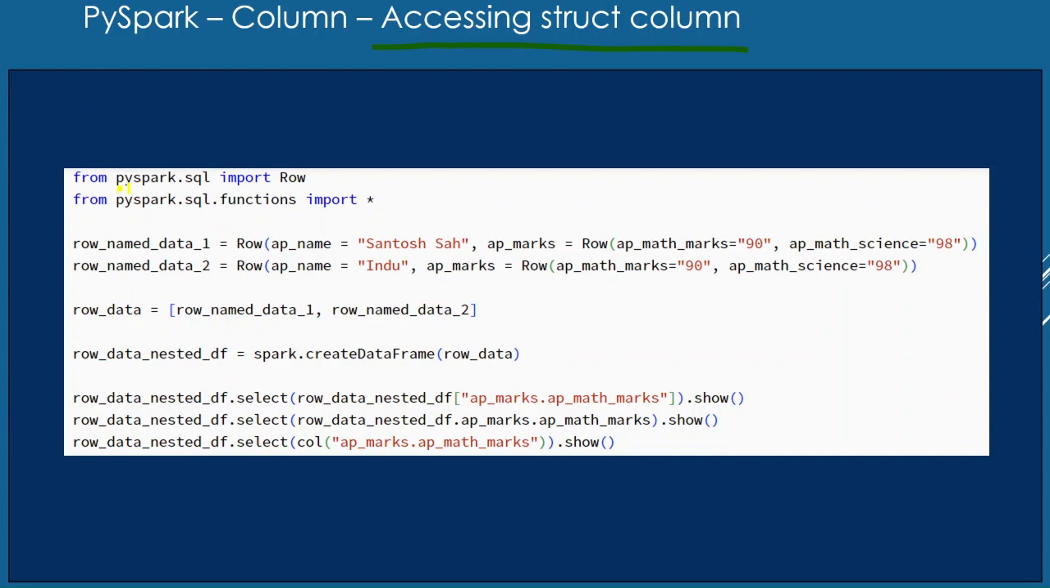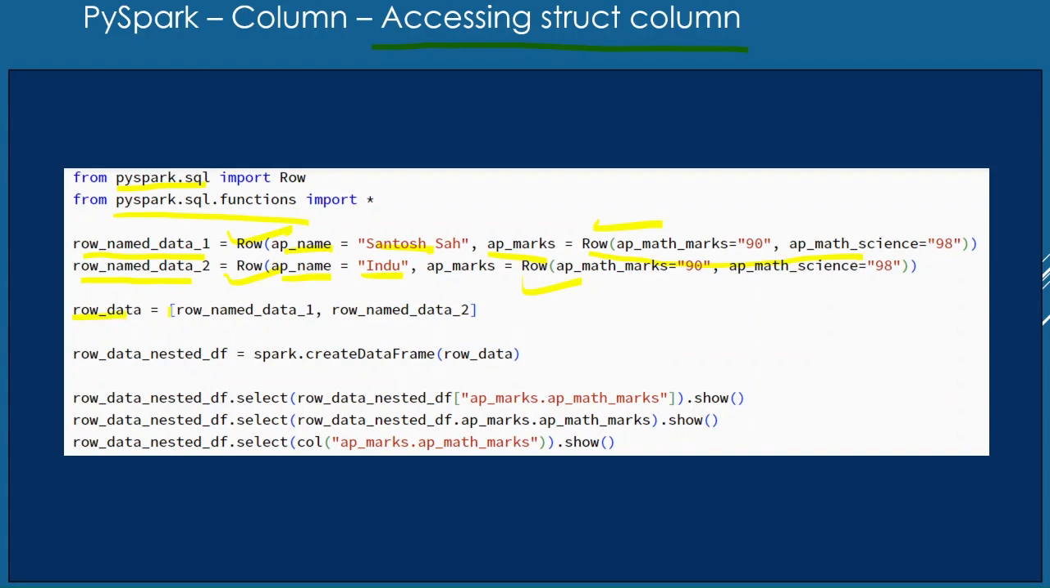In this exercise, we are importing the required libraries. We are creating two named row objects, this one and this one. This is the column name, this is the column value, and this is the column name. This column is again of row type, which means it is of struct type. AP marks is a struct type column.